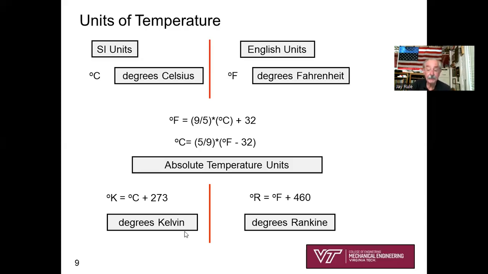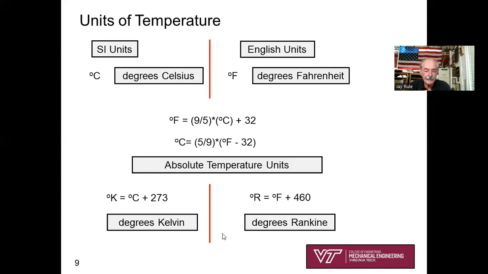Absolute temperature units, it is worth repeating. You're going to be working in absolute temperature most of the time in this class, degrees Kelvin or degrees Rankine in the English system of units. So if you're given degrees C, you add the number 273 to it to get degrees K. If you're given degrees F, you add 460 to it to get degrees R.